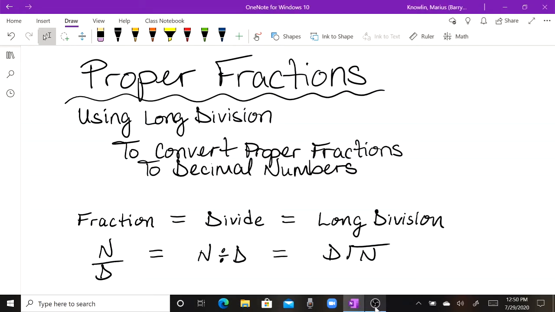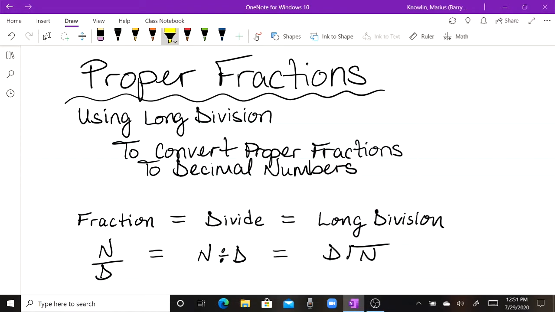Okay, let's spend some time talking about proper fractions now. And once again, we're going to use long division with proper fractions, but this time we're going to convert these proper fractions to decimal numbers. And the way to do that is by doing long division.